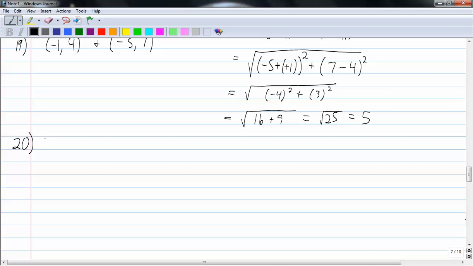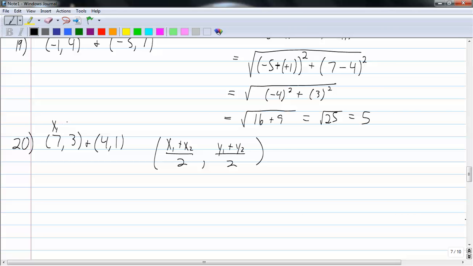Number 20, find the midpoint. You have the point 7, 3 and the point 4, 1. Find the midpoint between the 2 points. The midpoint formula is x sub 1 plus x sub 2 divided by 2, y sub 1 plus y sub 2 divided by 2. So it's an actual point.